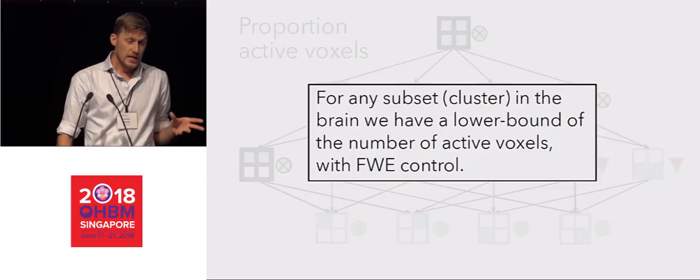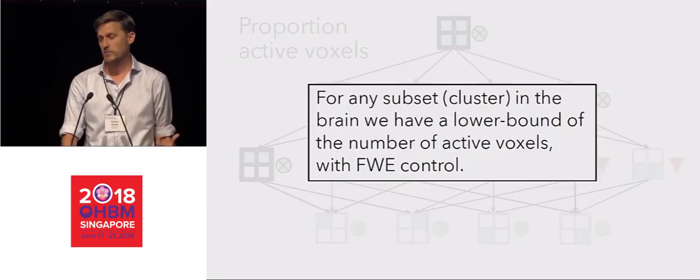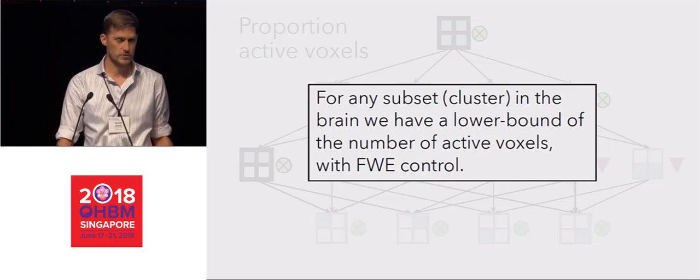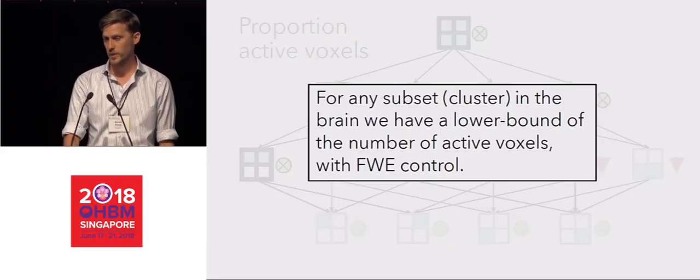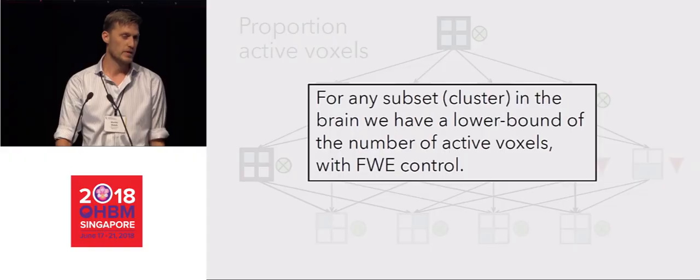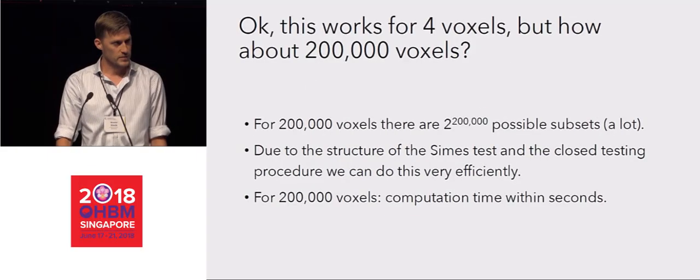So for any subset in this brain, we now have a lower bound estimate of the number of active voxels, and because we use the closed testing procedure, we have full family-wise error control. So we can choose any cluster we want as many times as we want. We know that we won't make a false claim 95% of the time.